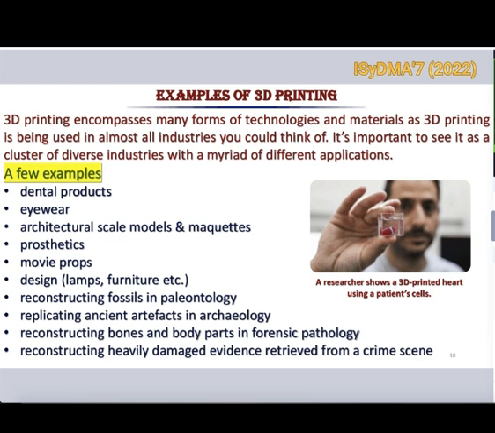And as I mentioned, what you see on the screen is a researcher showing a 3D printed heart using patients' cells. And of course, Virginia Tech makes different types of prosthetic arms. So these are two institutions, in addition to other institutions, that are also using a combination of these two technologies.